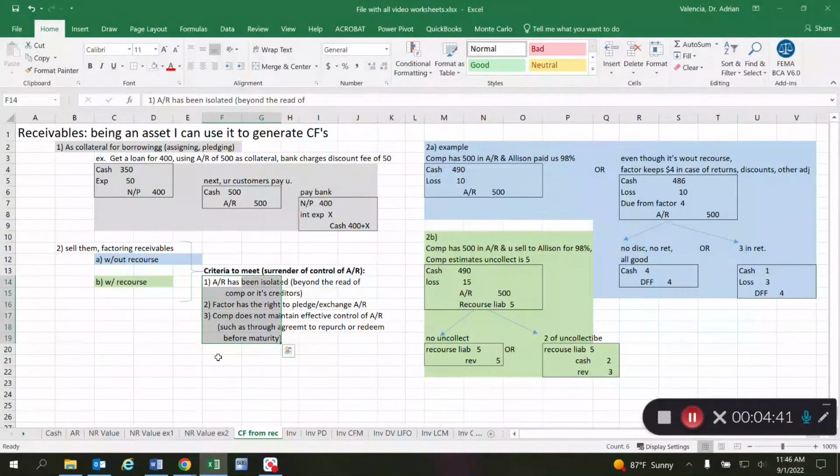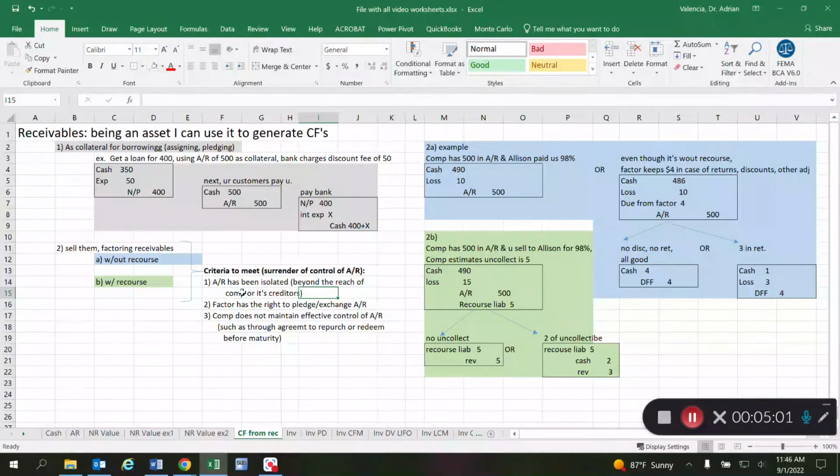So let's look at them briefly. The first one, and this is based on GAAP regulations, is that the accounts receivable has been isolated. And in a sense, what that means is that it's beyond the reach of the company itself or of its creditors.